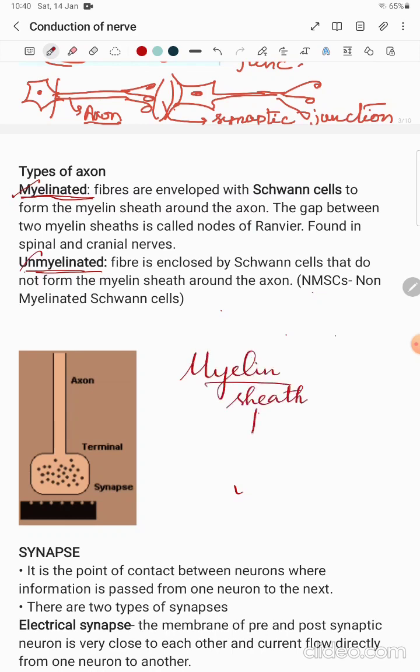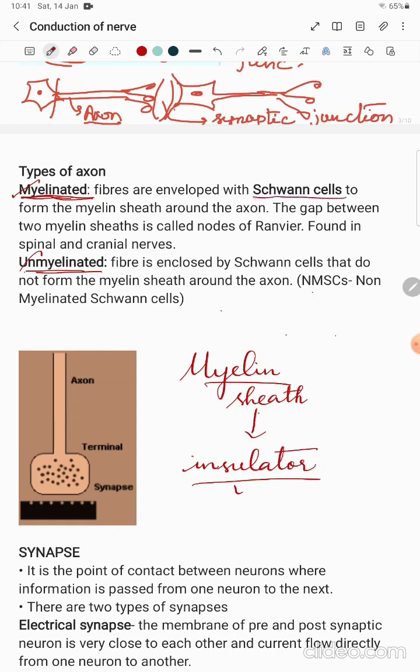So, this myelin sheath protects the neuron from the leakage of electric impulse. That is, it is acting as an insulator. Now, there are two types of myelin. I told you there are two types of myelin. Now, this myelin sheath is formed by the Schwann cells.